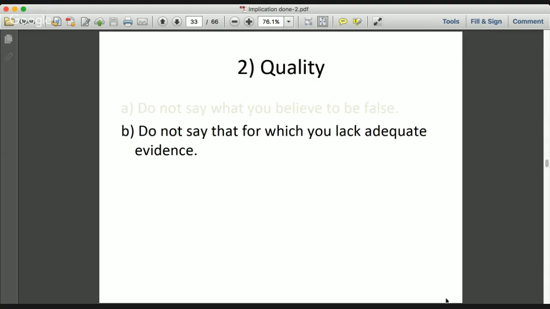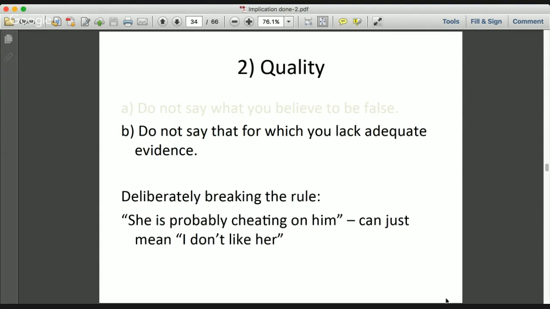Anyway, so also don't say that for which you lack adequate evidence, which is an internet rule that should be followed more. So yeah, someone could say to someone else, yeah, she's probably cheating on him, and all that they mean by that is that they just don't like her. It's kind of like sometimes I guess it could be like the essence of bitchiness or something. It'd be like deliberately saying that for which you lack adequate evidence, just spreading rumors or that type of thing. So sounds like the Republican debates.